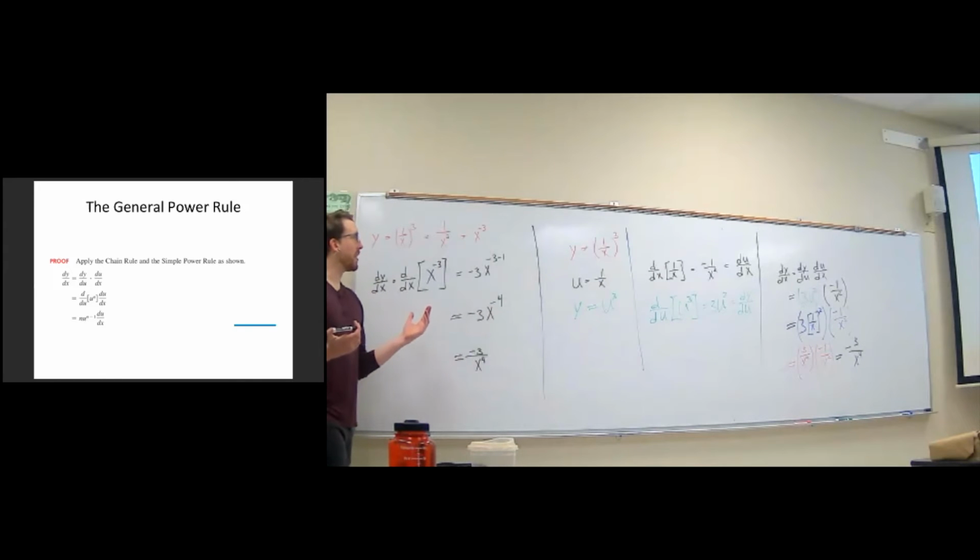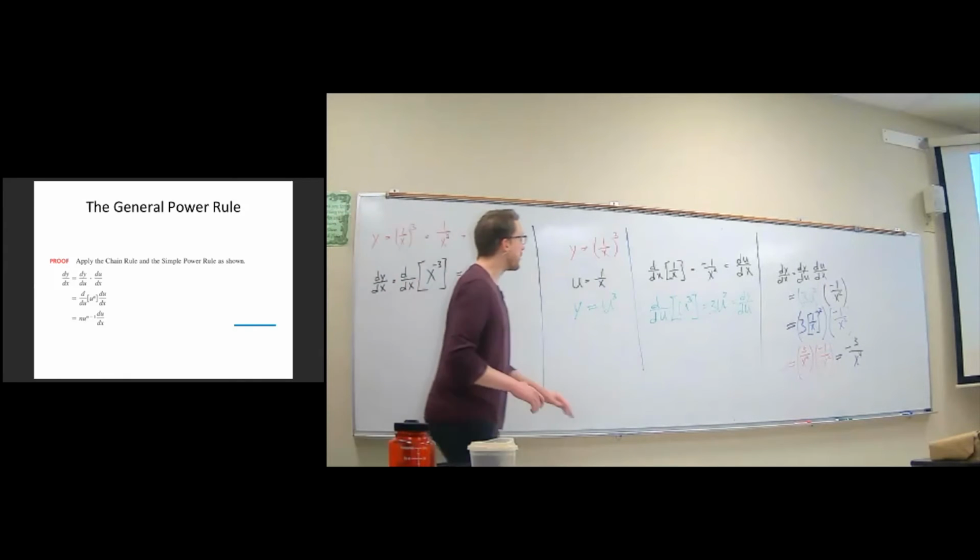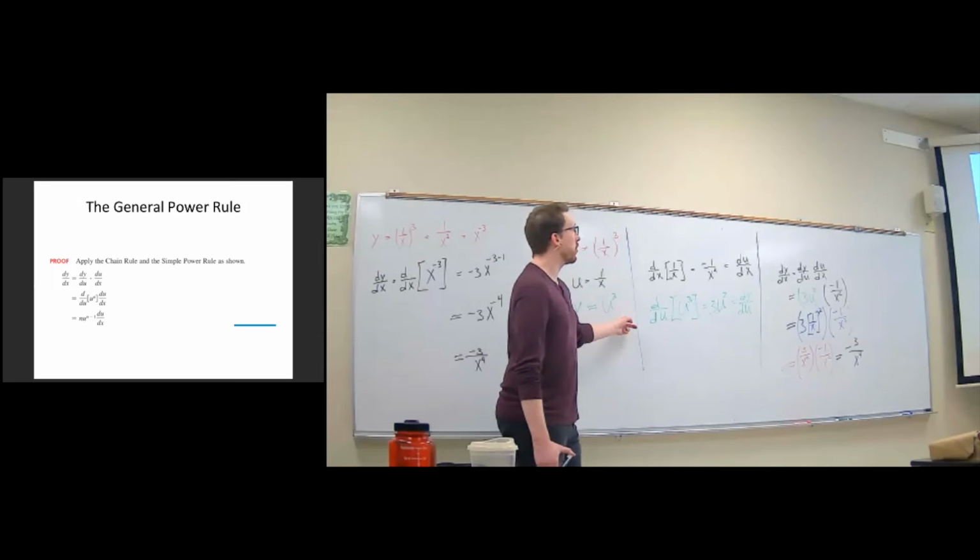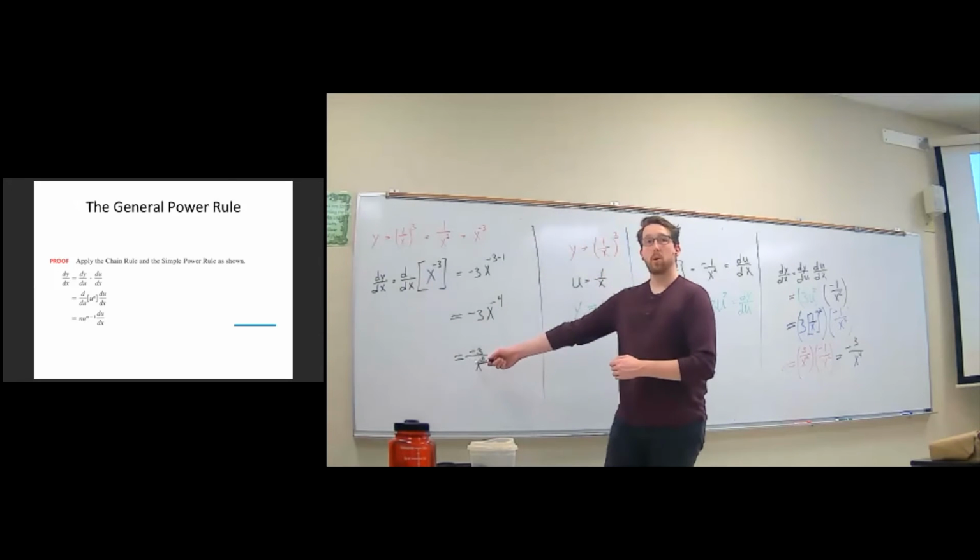So it's the exact same answer. Two different methods, exact same answer though. This was done with chain rule. This was done with the general power rule, right?